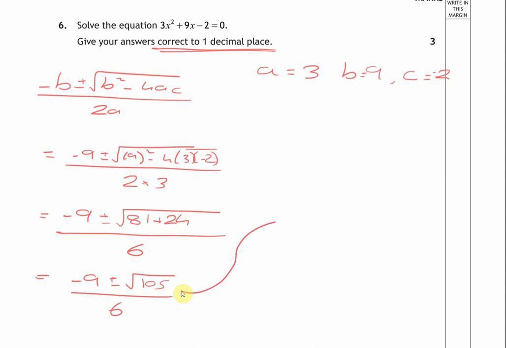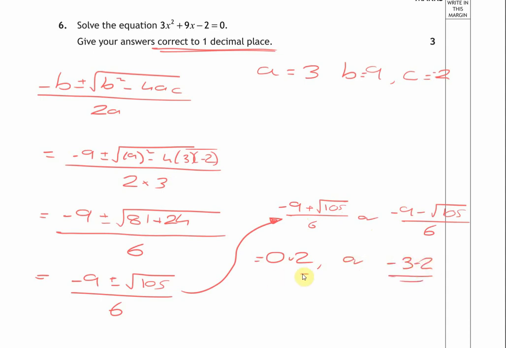So what we can say from here is, just running out of space, so I'll pop the 2 of them here. We get minus 9 plus the square root of 105 divided by 6, or we have minus 9 minus the square root of 105 over 6. So then when you perform the calculation, what we end up with is the values of 0.2 or minus 3.2. And that's how you would go about solving these kind of questions here.